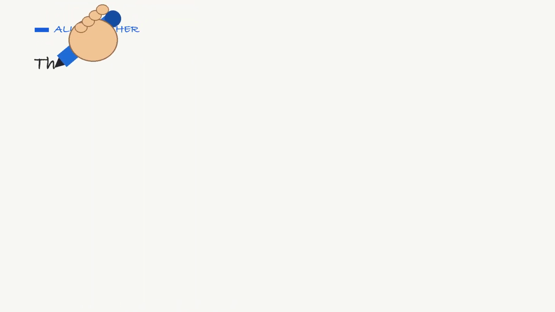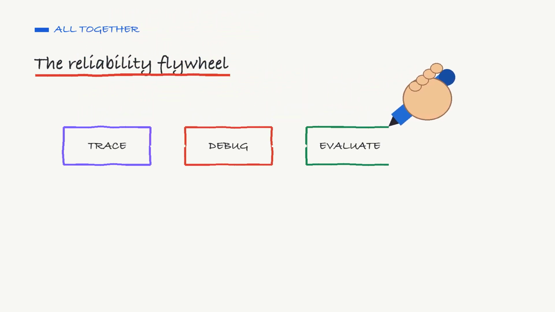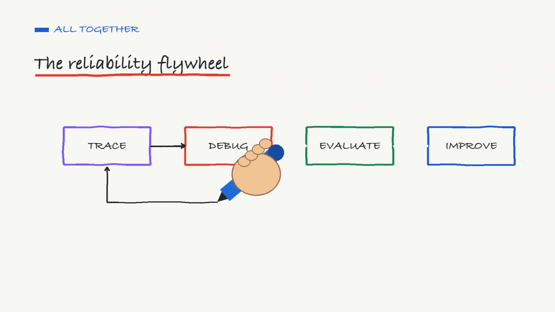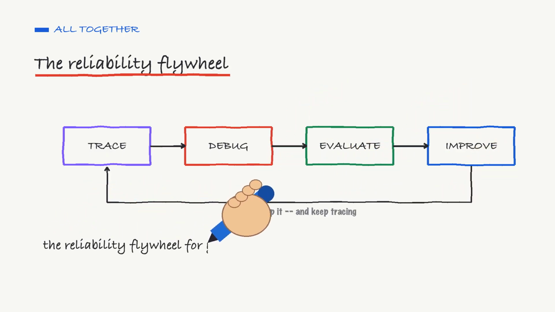Put it all together and you get a flywheel. Trace everything, debug the broken step, evaluate the quality, improve the prompt or the code, ship it, and keep tracing, around and around, and every loop makes your agent a little more reliable. This is how agent teams actually improve in production.